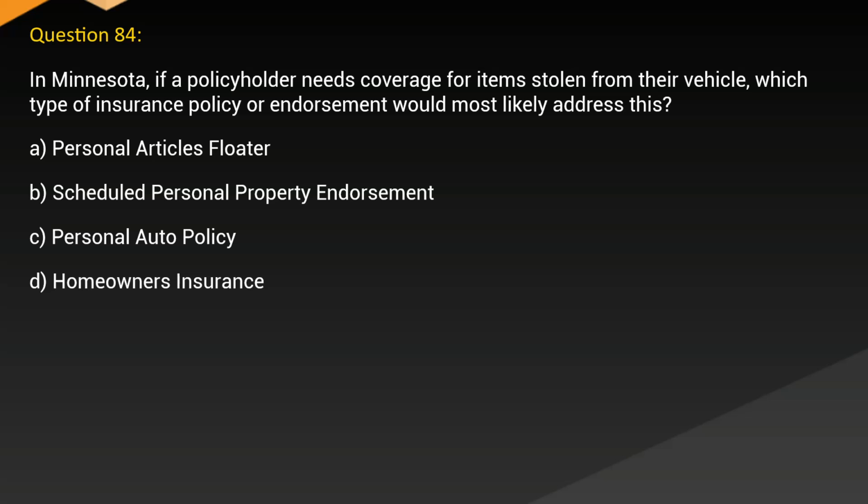Question 84. In Minnesota, if a policyholder needs coverage for items stolen from their vehicle, which type of insurance policy or endorsement would most likely address this? A. Personal articles floater. B. A scheduled personal property endorsement. C. Personal auto policy. D. Homeowners insurance.